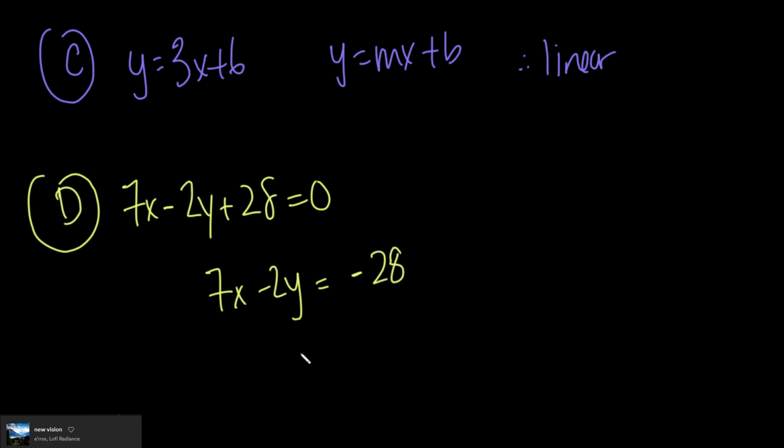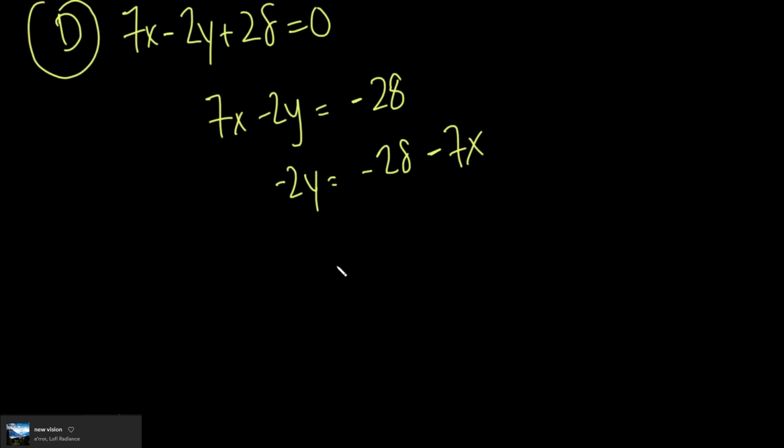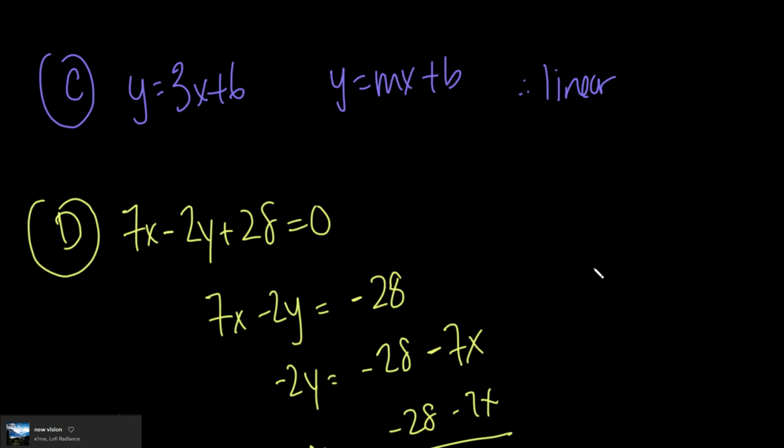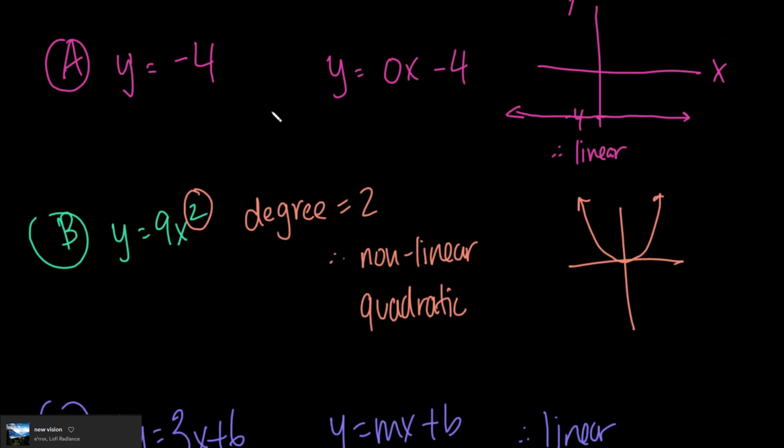And then I can subtract 7x from both sides. So -28 minus 7x. And then I can divide both sides by -2. So it's y equals (-28 minus 7x) divided by -2, or I can rewrite this as positive 14 plus 7 over 2 x. Which means therefore this is y equals mx plus b, a linear relationship. So D is linear, C is linear, B is non-linear, A is linear, which means B here is my correct answer.